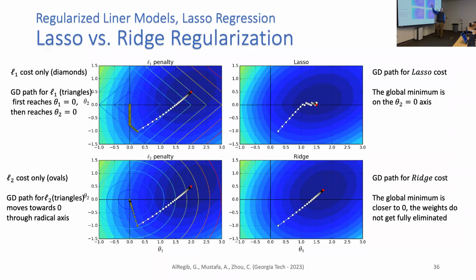Do you see that? Now I start from the same initialization as before. This is my solution, right? My solution went all the way, but it made theta 2 equal to 0, and then it kept around this until it got to the solution. So now theta 2 is equal to 0, and theta 1 is a little bit more than 1.5.